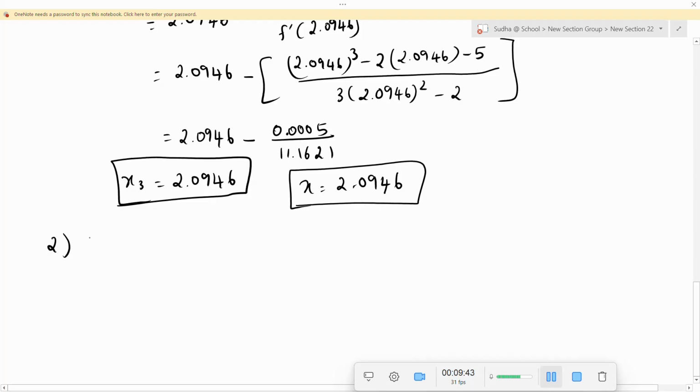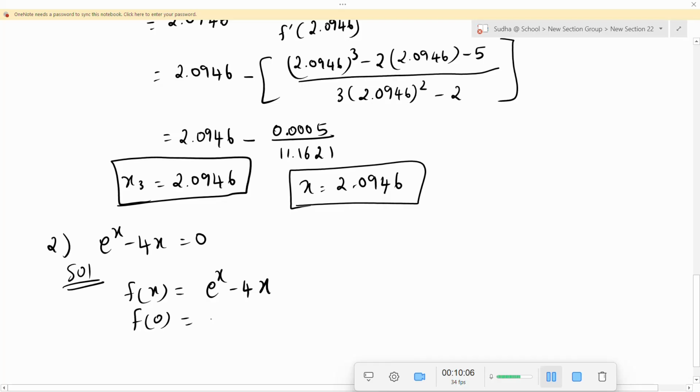Solve by the Newton-Raphson method a root of e power x minus 4x equal to 0. So it will be mentioned Newton-Raphson method, so you should use the Newton-Raphson formula. f of x equal to e power x minus 4x. If we put x equal to 0, then we'll get e power 0 minus 4 into 0. We know that e power 0 value is 1, so 1, which is positive.